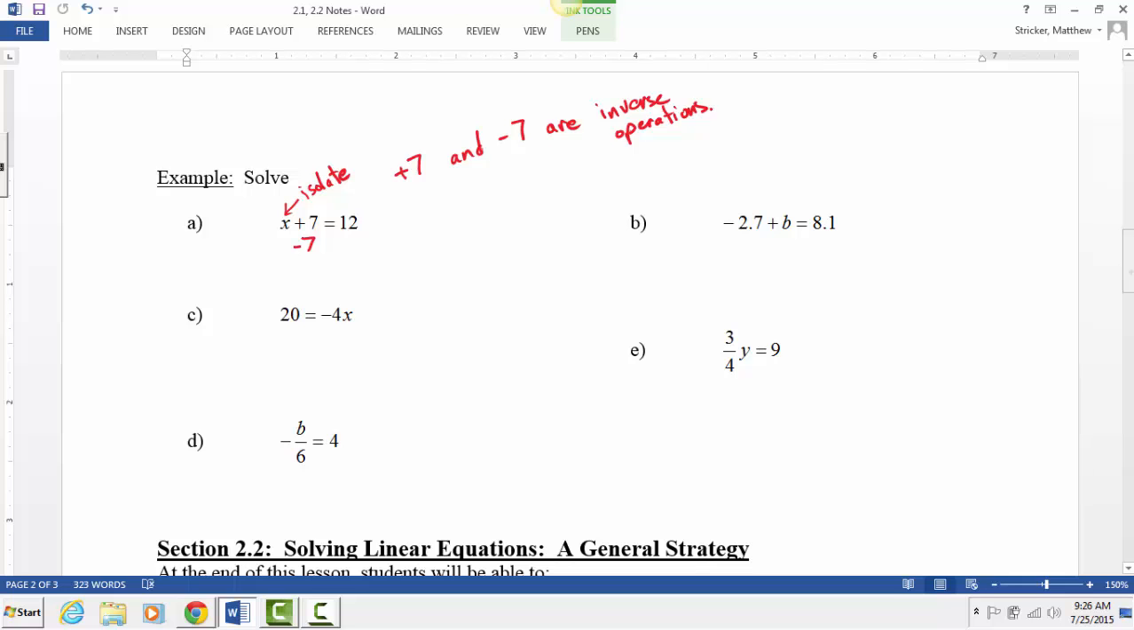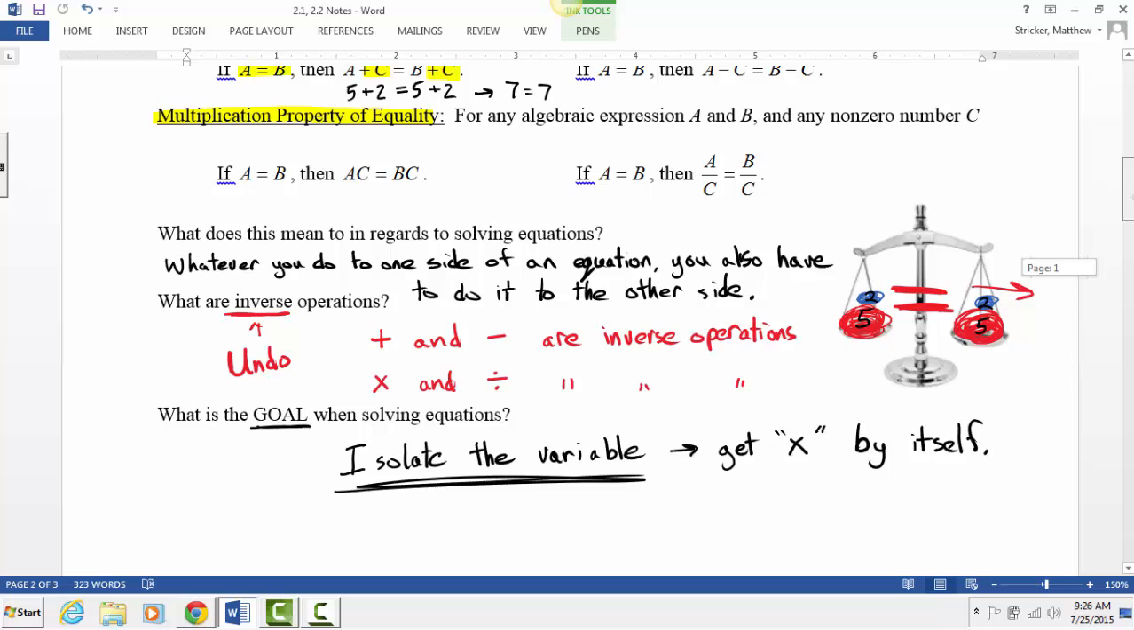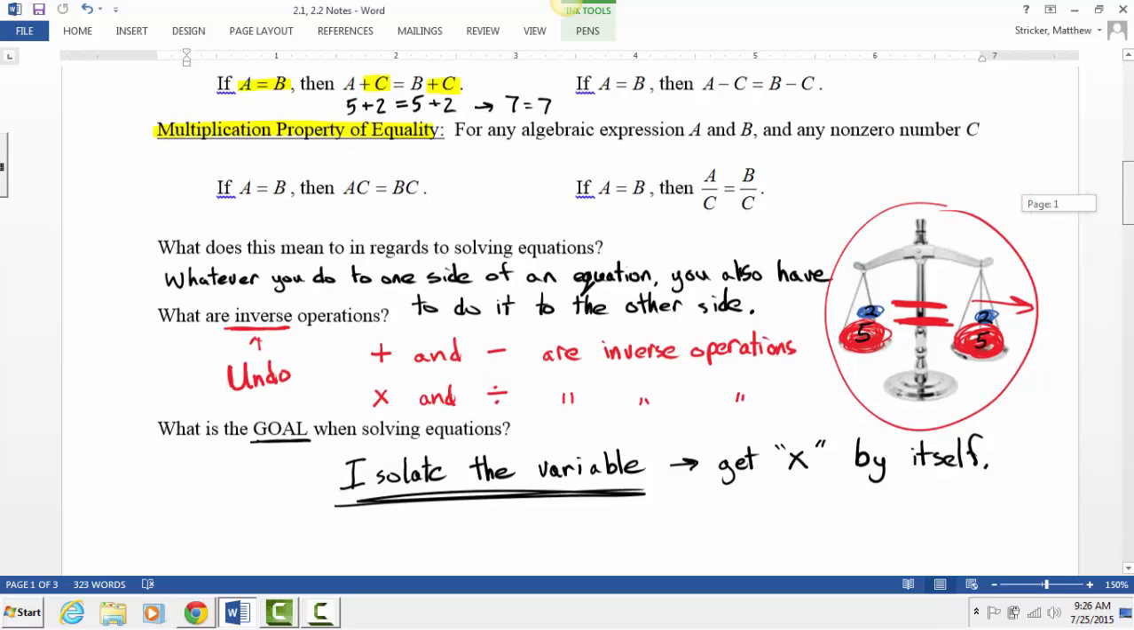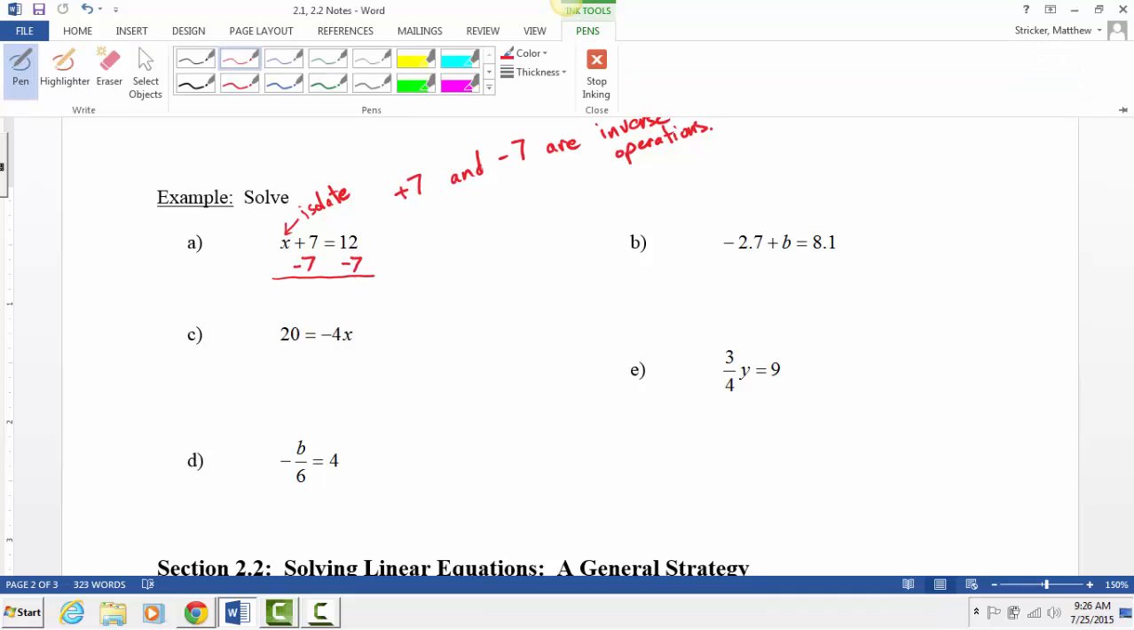Now, remember, let's slide back up here. Remember, with equations, we need to keep it balanced, meaning whatever we do to one side, we have to do to the other side. So if I subtract 7 on the left, I need to subtract 7 on the right. Need to do it to both sides. So let's go ahead and subtract that.